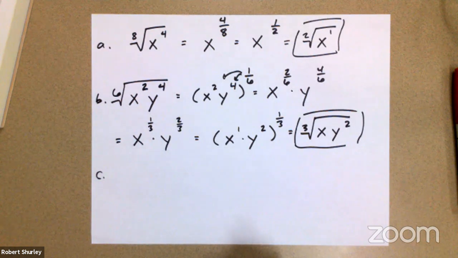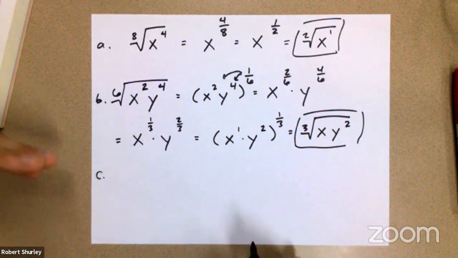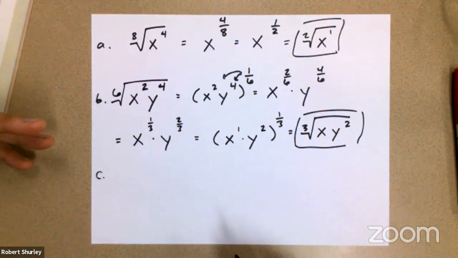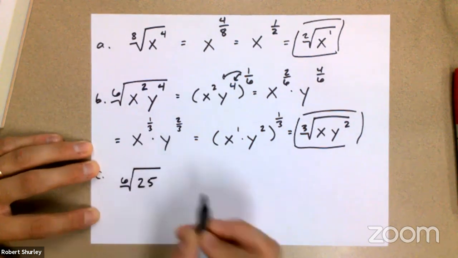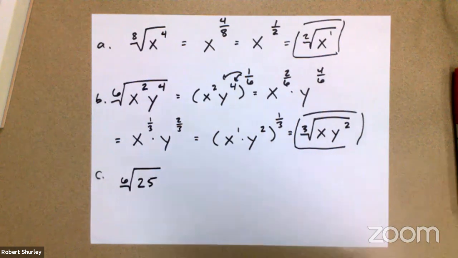Now this next one I think will be like the challenge question on a test, hands down. So we're going to use rational exponents to simplify. Assume that all variables represent positive real numbers. So we've got the sixth root of 25. I'm stealing this straight from the examples in your book. The sixth root of 25.